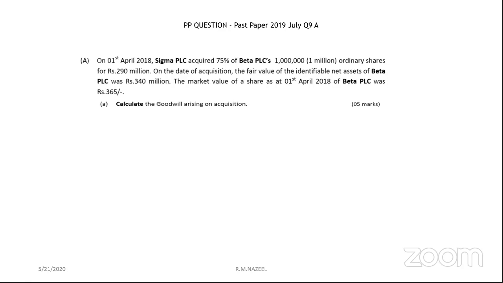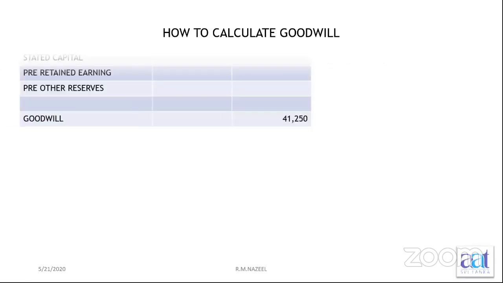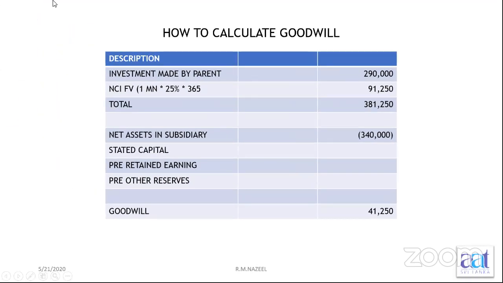1 million into 25%, 250,000 shares. What is the market value? 365 per share, right? Market value of a share, so that you can do the maths, it will be something around 90 million, approximately. So what you need to do is take the investment 290, do the maths to get the NCI, 1 million shares, 25%, 365, 91,250, giving 381,250, and compare with the net assets given.